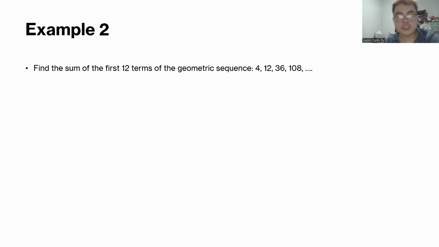For the second example, we don't have a given common ratio. However, we need to analyze what the common ratio is. So, 12 divided by 4 is 3. 36 divided by 12 is 3.